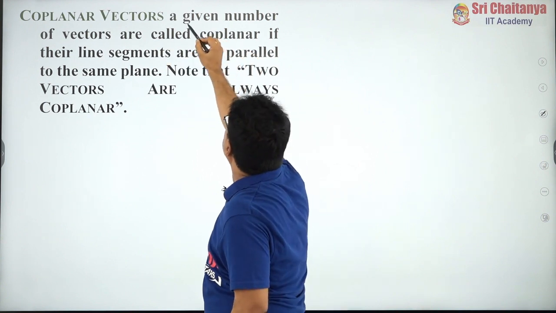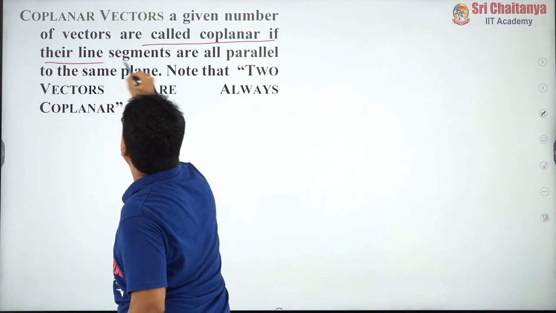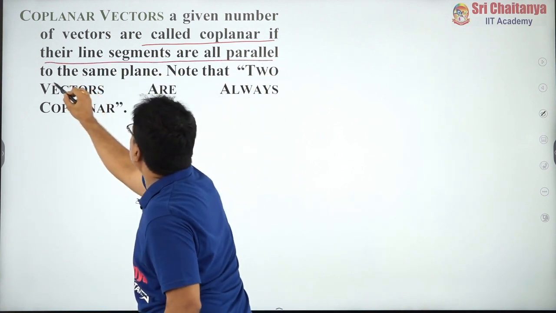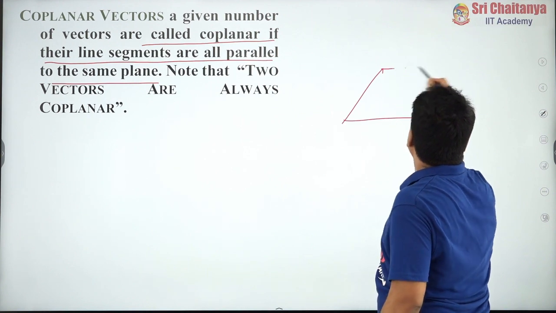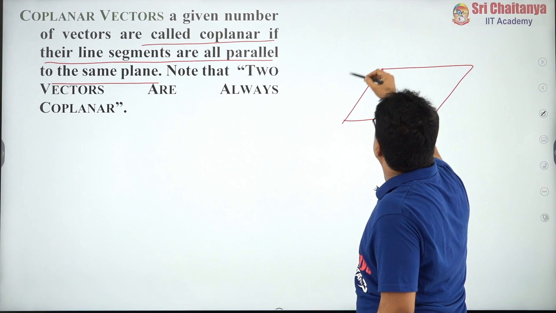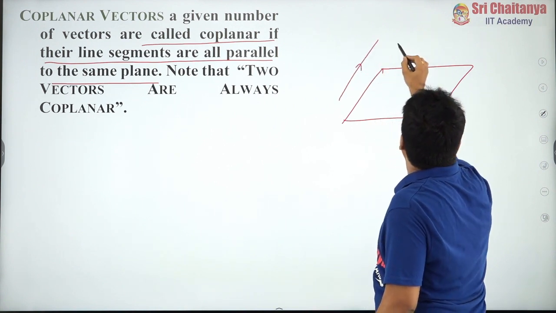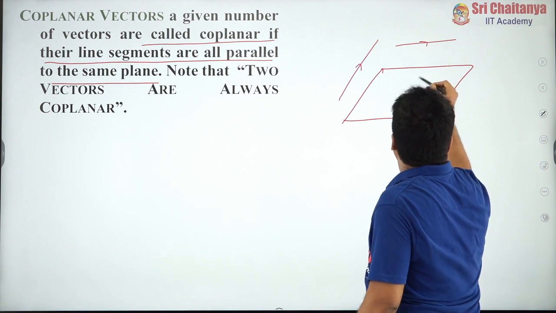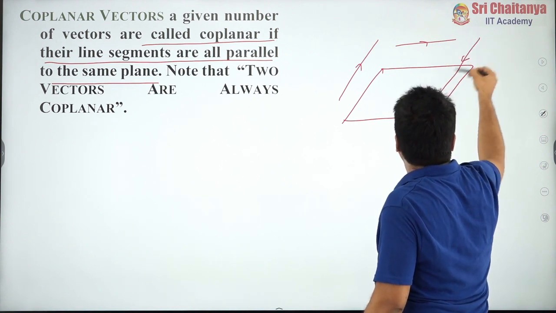Coplanar vectors: a given number of vectors are called coplanar if their line segments are parallel to the same plane. Say, for example, this is the plane. Suppose this is a vector, and it is parallel to this plane. And suppose this is another vector, parallel to this plane. And suppose this is a third vector, and this is also parallel to this plane.